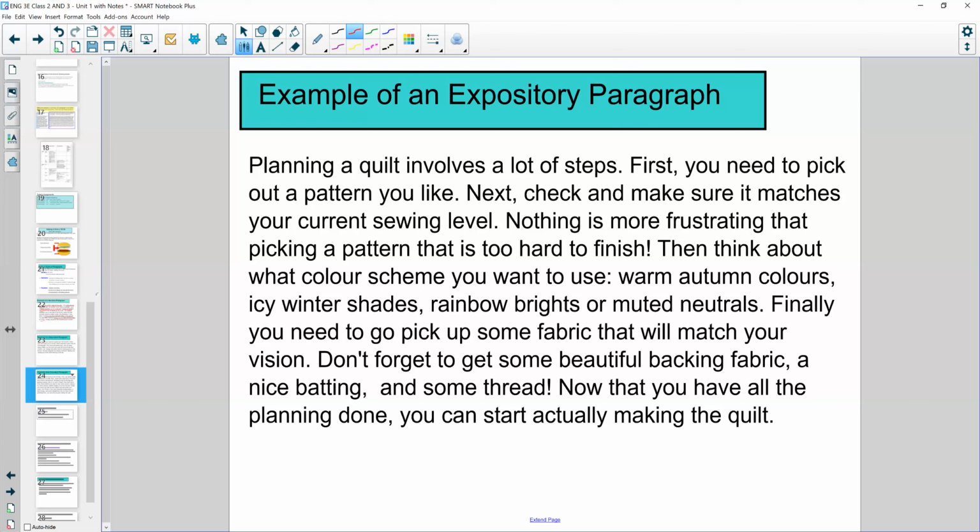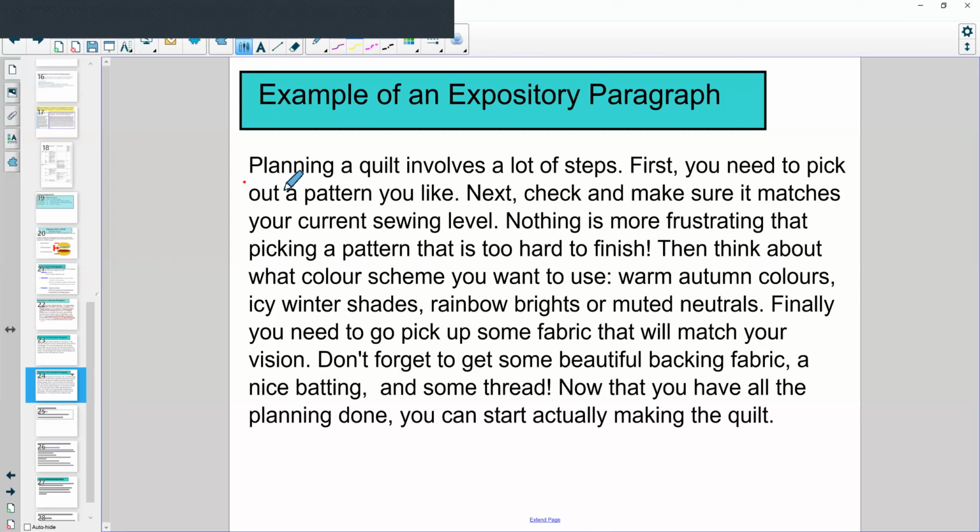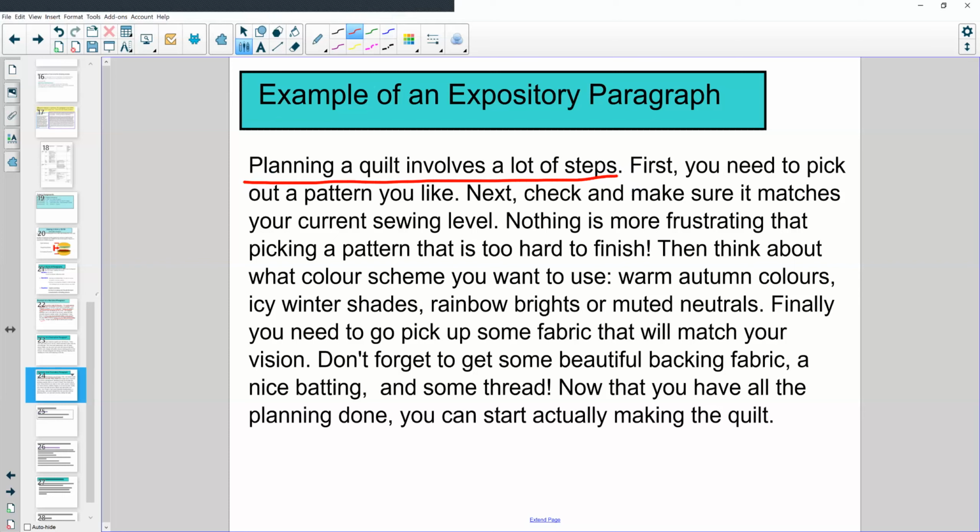Now, this one really follows the classic hamburger format, which works really well with expository writing or what they call informational writing. So here's our topic sentence, right? Right here at the beginning. Planning a quilt involves a lot of steps. And then the details are just telling you the different steps. You need to pick out a pattern, check that it matches your current sewing level, think about your color scheme, pick up some fabric, make sure you also get backing fabric, batting, and some thread. Those are all your details.